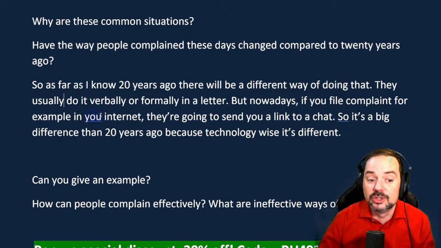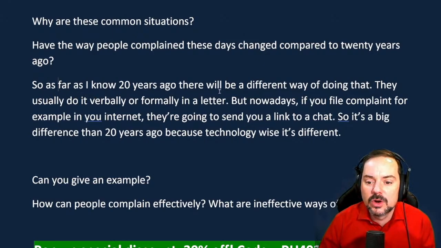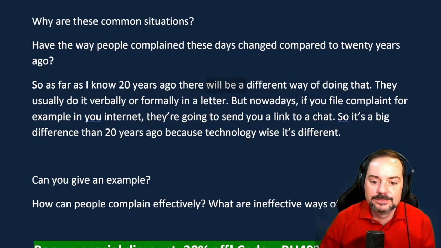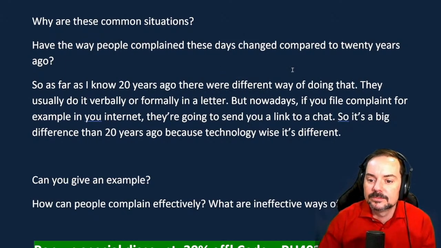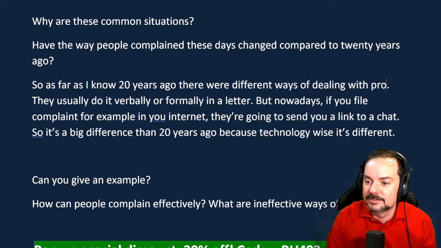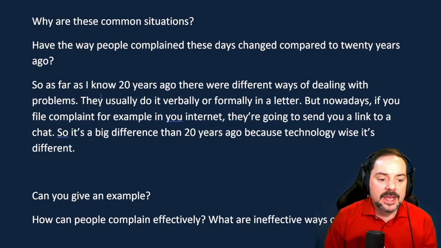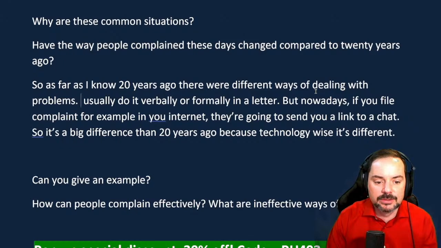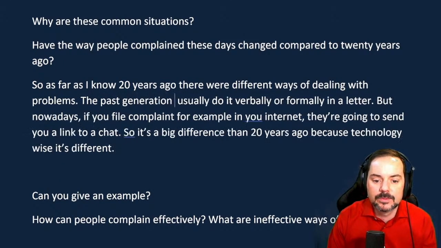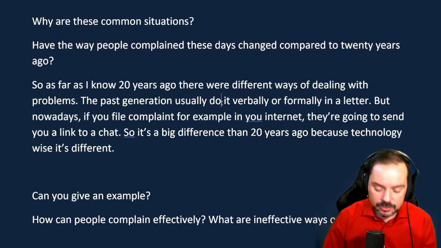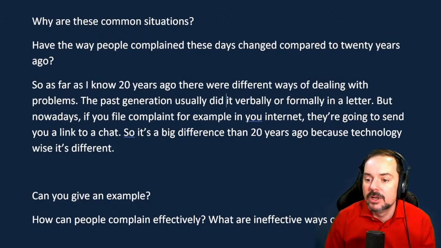And you said they usually do it. So then now you just switch to present tense. So let's just fix this a bit. Okay. So as far as I know, 20 years ago, there were different ways of dealing with problems, if we don't want to say complaining. Okay, not they, but the past generation usually did it, not do it. Let's fix the tense. Did it verbally or formally in a letter.